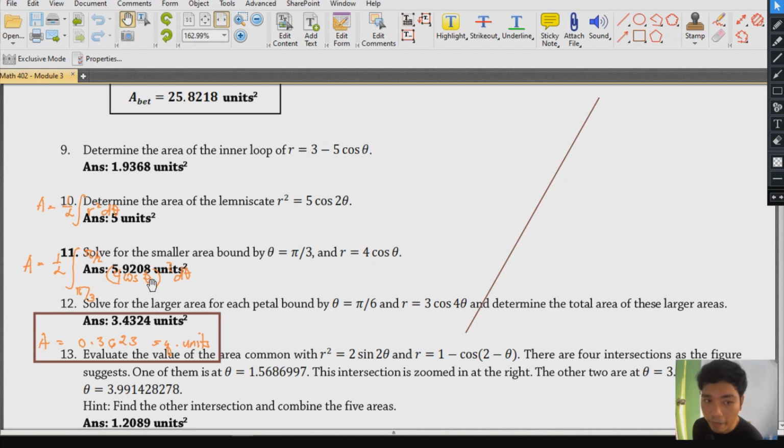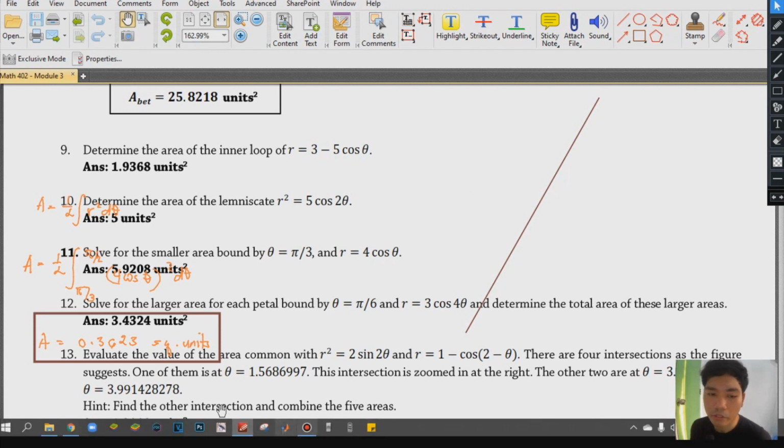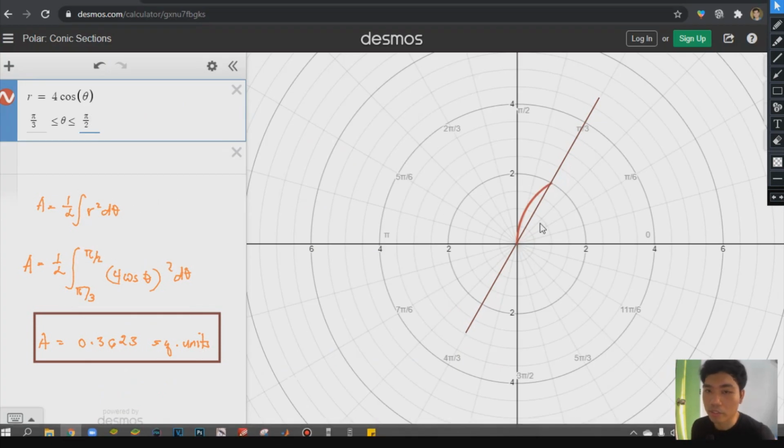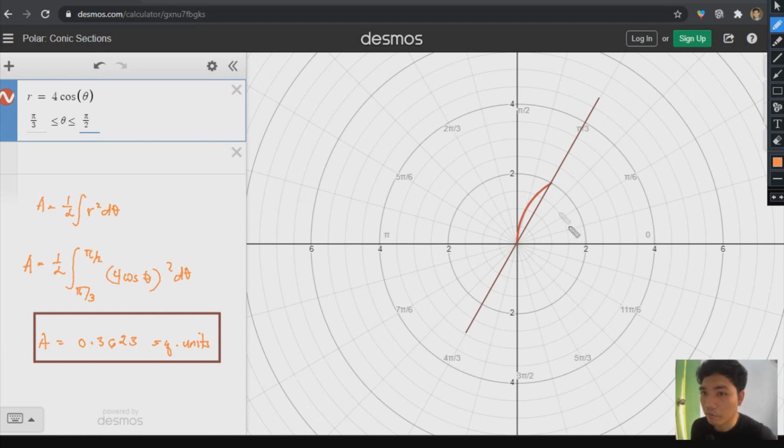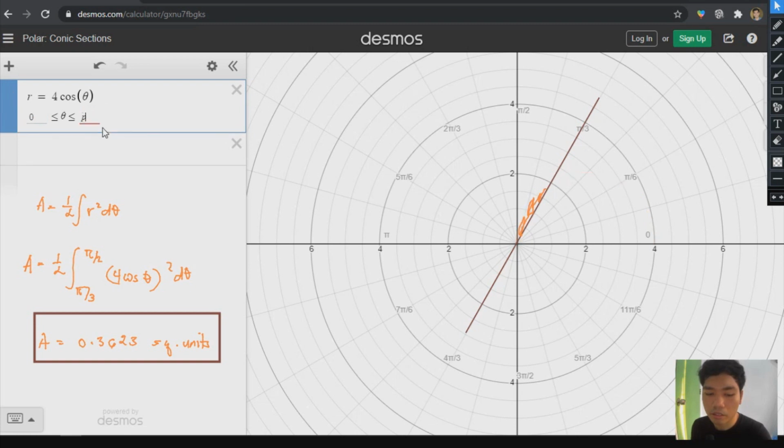Saan ba yun? Ito, 5.9208. So, i-correct nyo na lang yan kasi hindi yan yung sagot dyan dapat. So, the answer should be this one. So, you can see it from here naman. Okay. Now, from pi over 3, we move forward to this pi over 2, and then that is your typical area. So, kung bubuuin natin siya, buuin ulit natin siya from 0 to pi. Okay? So, yan yung kabuuan niya, and then that's just 0.3623 of the total area.